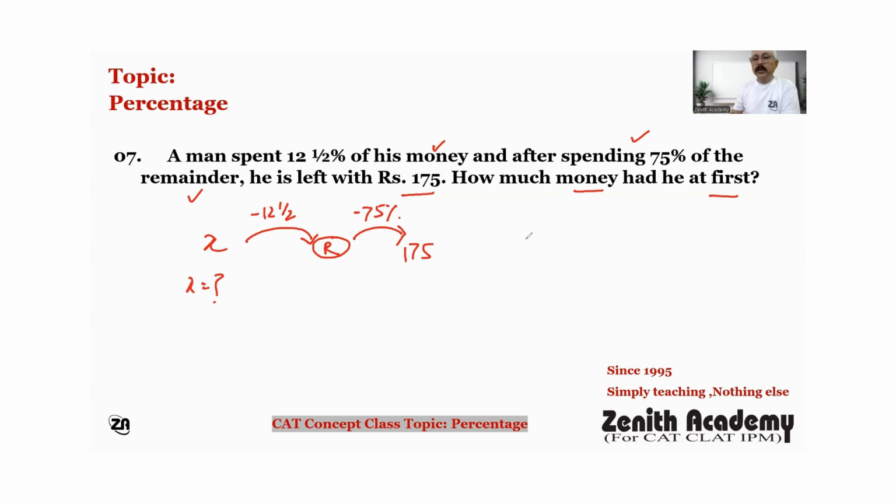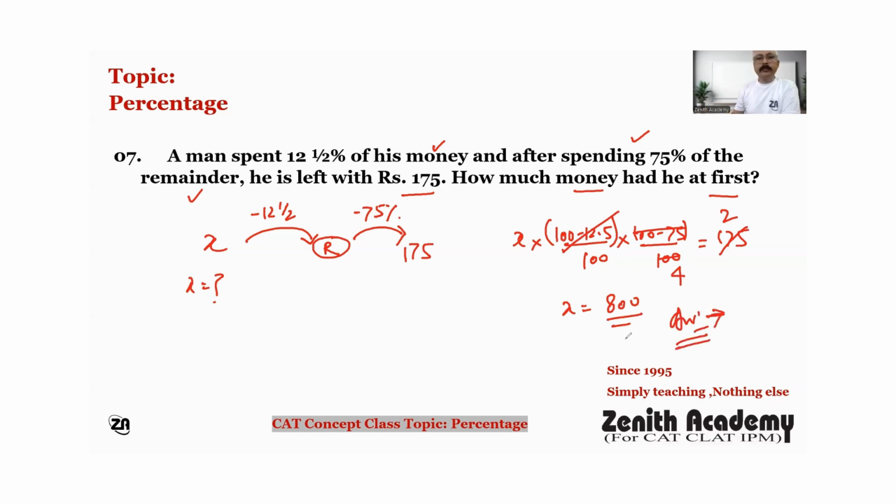So we have discussed this in concept class. X into (100 minus 12.5) by 100 into (100 minus 75) by 100 is equal to 175. This is 87.5, and this is 25, and finally 400 to 800. Answer is 800. It's okay. Now see the next question.